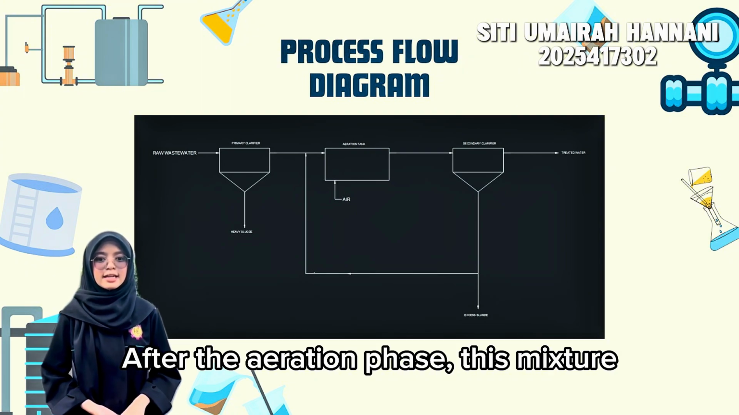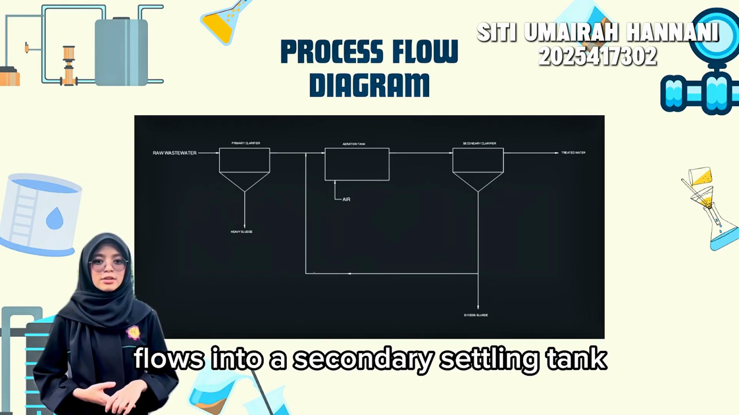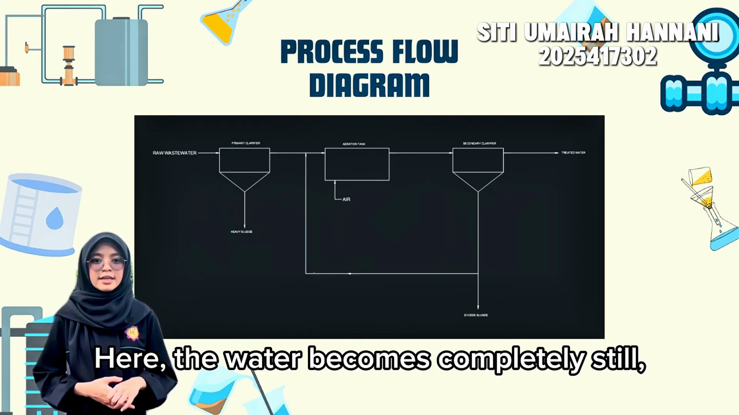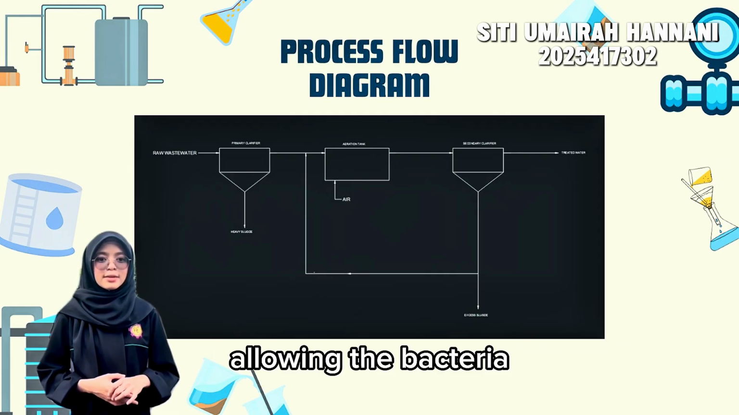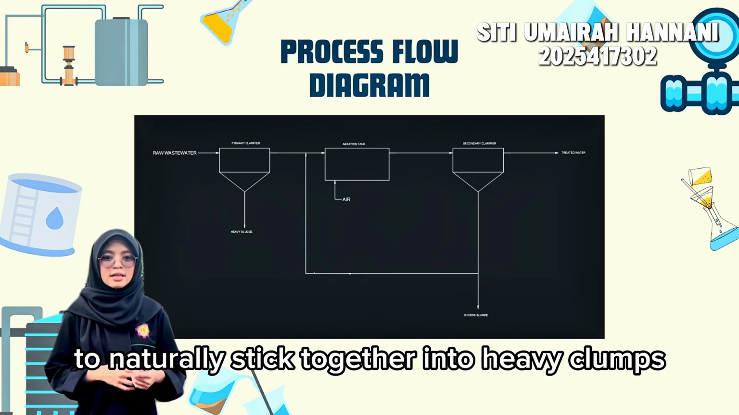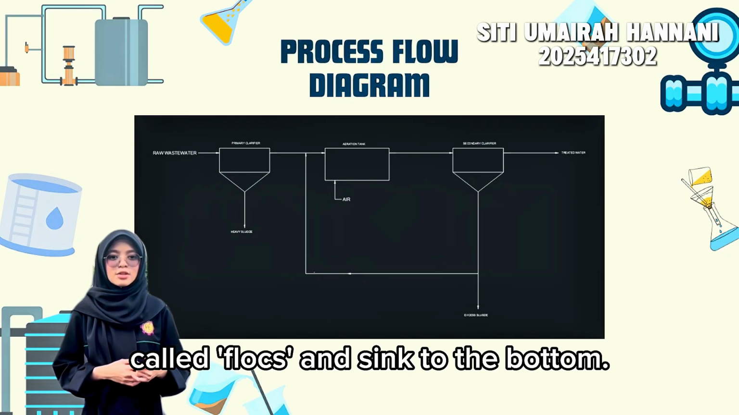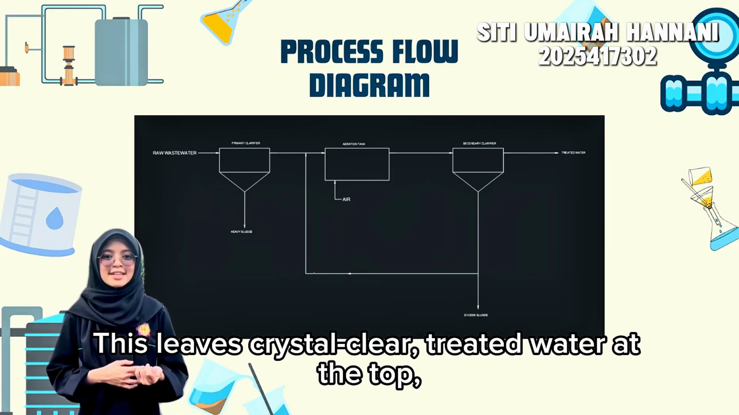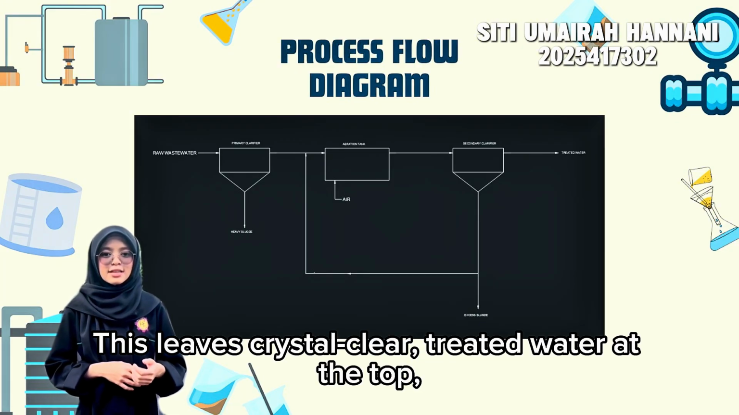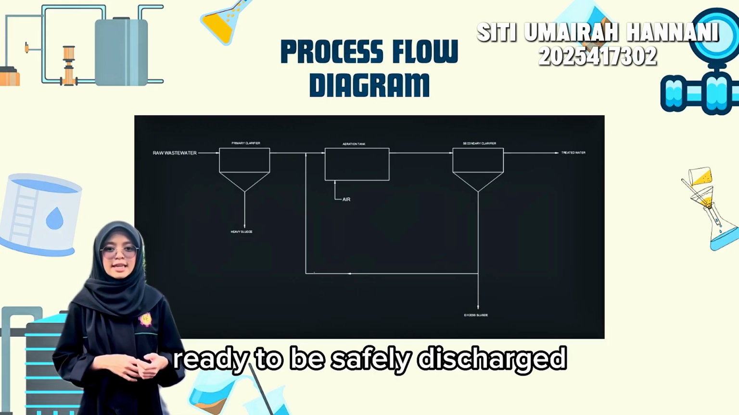After the aeration tank, this mixture, which we call mixed liquor, flows into a secondary settling tank. Here, the water becomes completely still, allowing the bacteria to naturally stick together into heavy clumps called floc, which sink to the bottom. This leaves crystal clear treated water at the top, ready to be safely discharged.